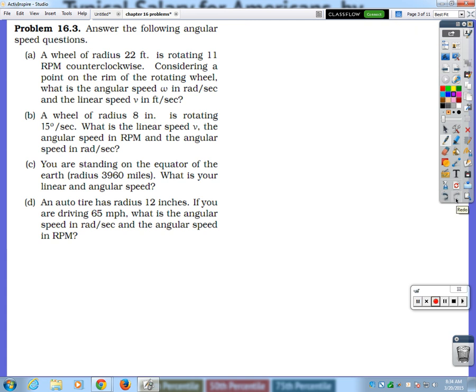You are standing on the equator of the Earth, and the reason they had to say the equator is because, as we talked about before, the Earth is not perfectly spherical. The bulge is in the middle, so the radius is going to be different. So you're standing on the equator of the Earth.